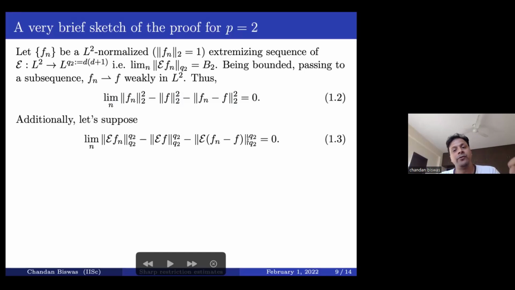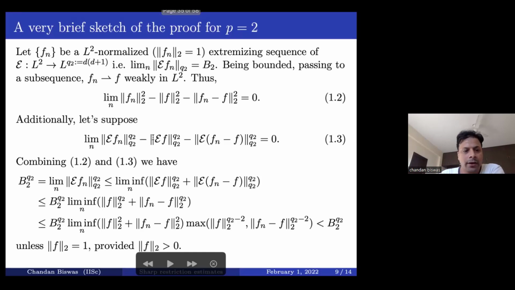then take the q2-th power of the q2 norm. Then this also goes to 0. We don't know whether 1.3 holds or not, but let's suppose for now that that holds. Then because this is an extremizer sequence, B_{p,q2}^{q2} is the extension of Fn to the q2. Now, because we have L^q decoupling, this is bounded by the sum of these two things.